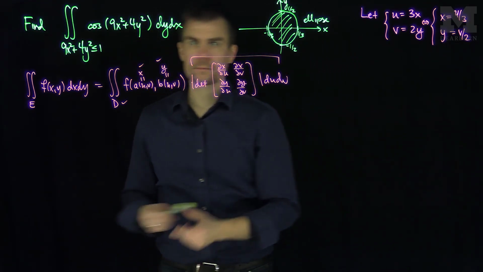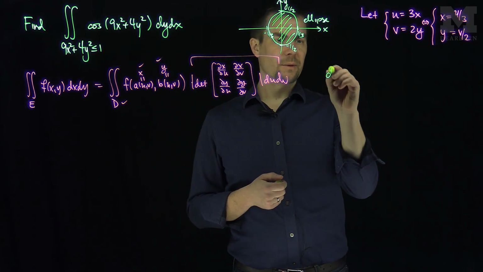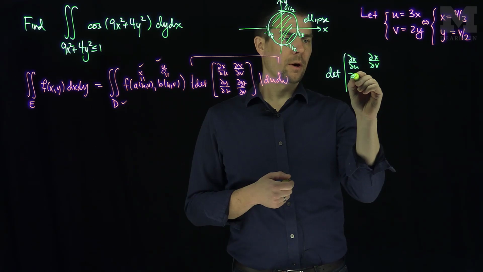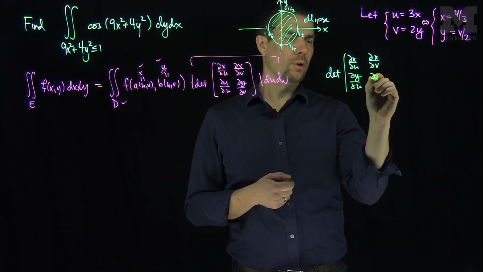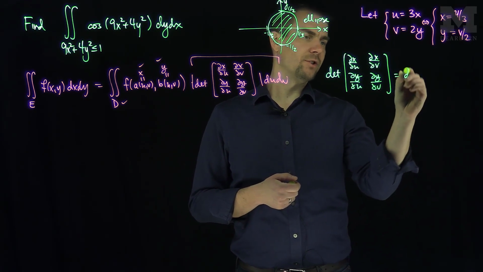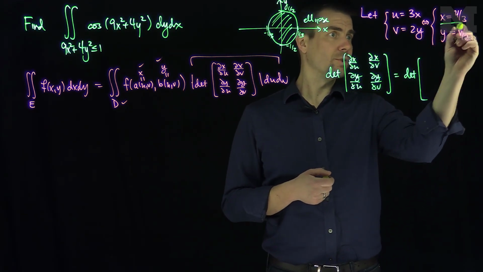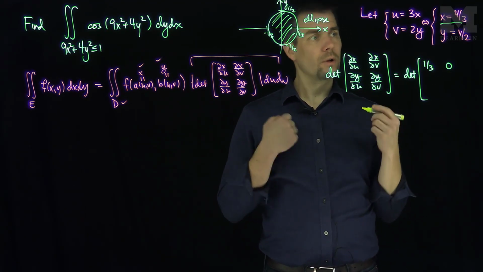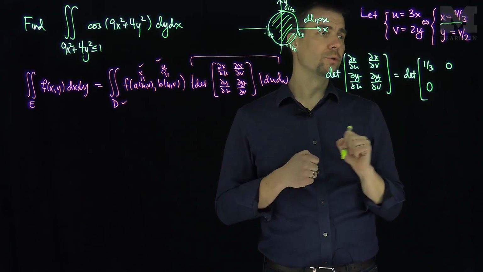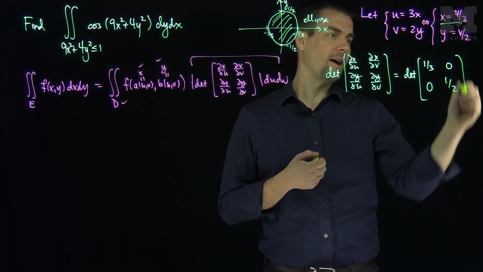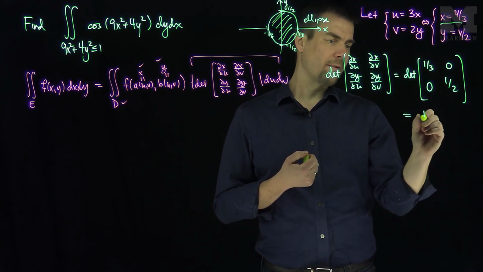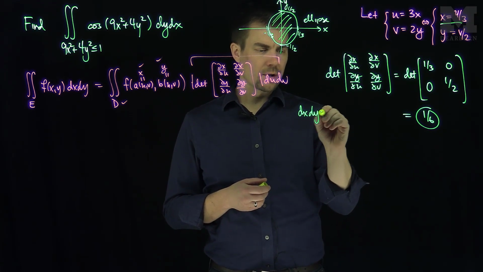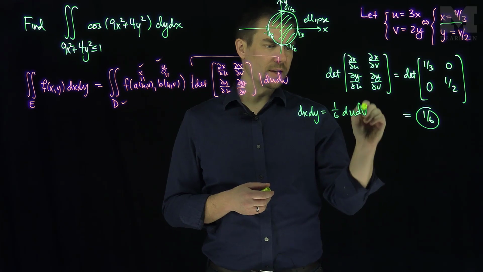So in our problem, what will the Jacobian be? I'm going to have to find the determinant of partial x partial u, partial x partial v, partial y partial u, partial y partial v. In this case, it simplifies dramatically because partial x partial u is going to be 1/3. Partial x partial v, there is no v in x, so that's going to be a 0. Partial y partial u is going to be 0. There's no u's in y, and partial y partial v is going to be 1/2. So if I do this determinant, I get 1/3 times 1/2, so I get 1/6. So my dx dy turns into 1/6 du dv.